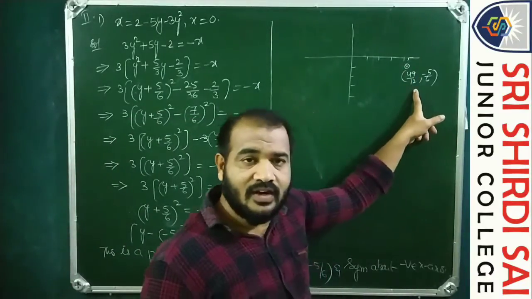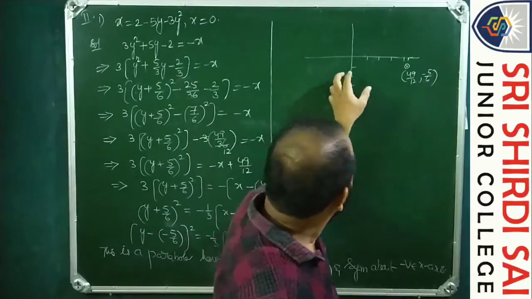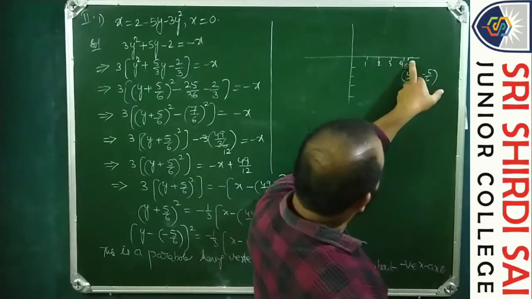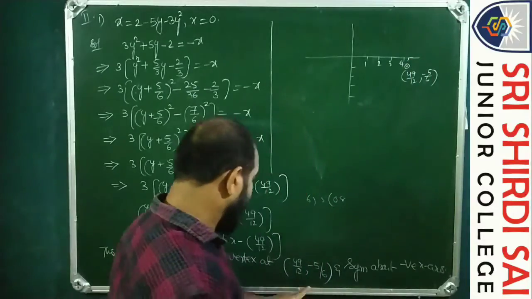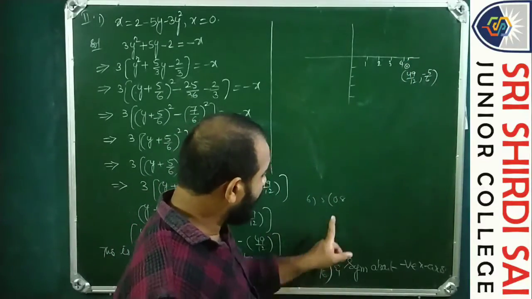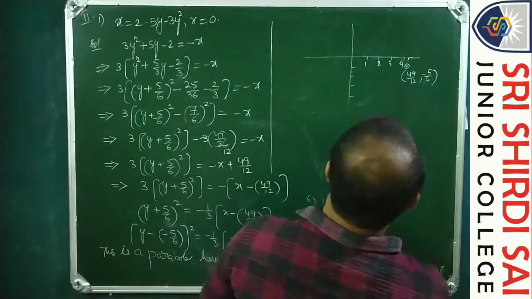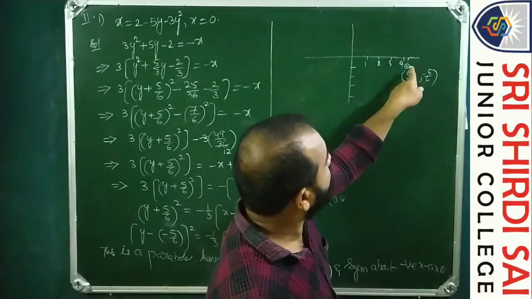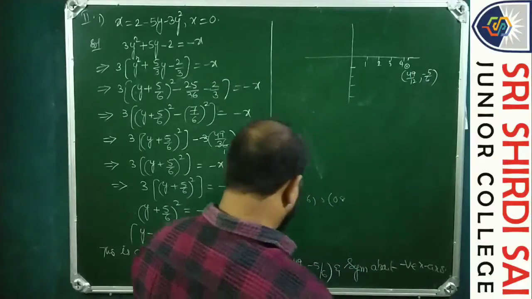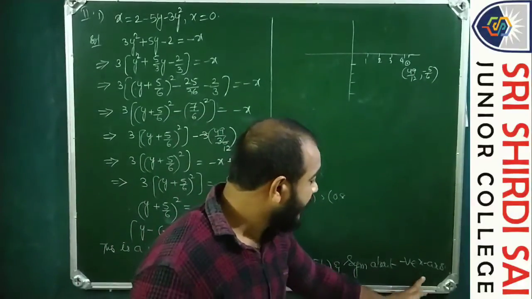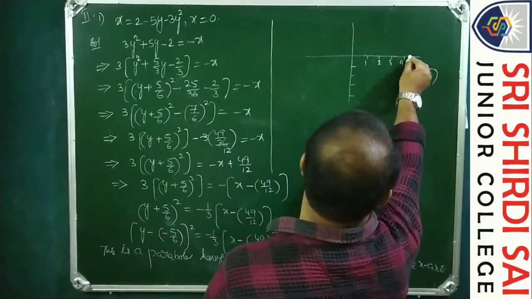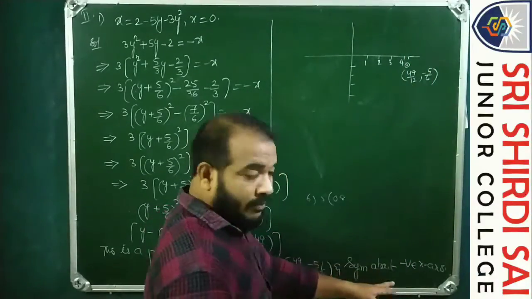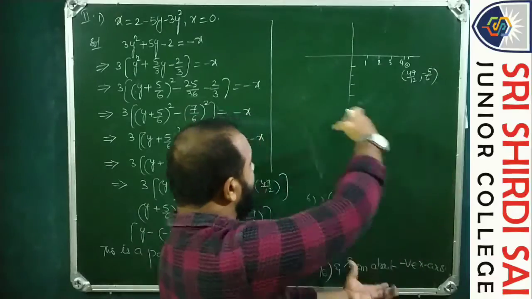49/12 is roughly 4, since 12 fours are 48. So here this is 1, 2, 3, 4. Here 49/12, and -5/6 is approximately -0.8, that is, if this is 1, a little bit above here. So 49/12, and it is symmetric about the negative x-axis. That means having its vertex here, it will open in the negative x-axis direction.